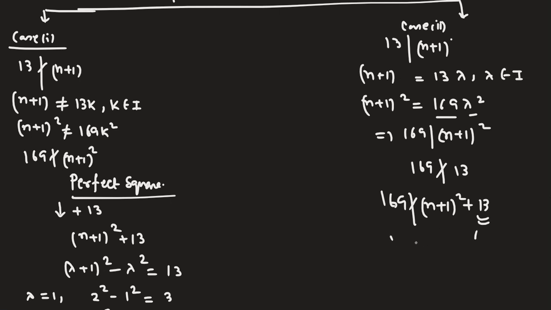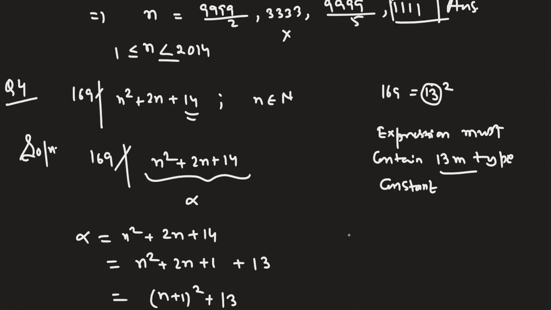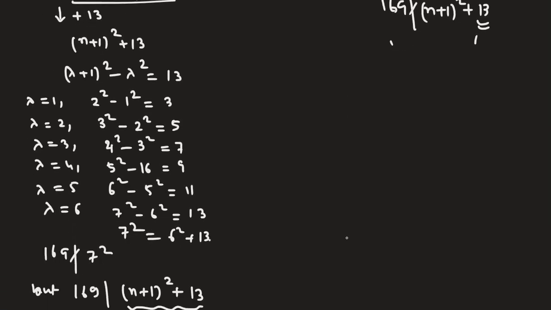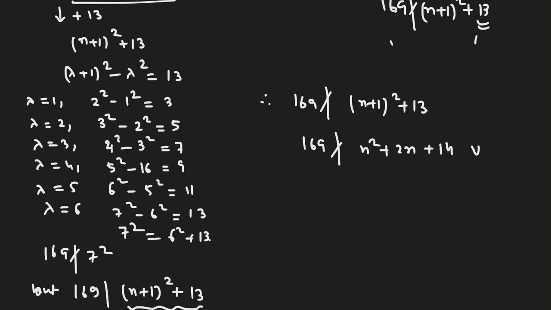So in both cases you notice that 169 cannot divide this number. Therefore we can say that 169 will not divide n plus 1 whole square plus 13 in all cases. So that means 169 does not divide n square plus 2n plus 14 for all n belonging to natural numbers or integers, whatever you want you can take. So hence proof.